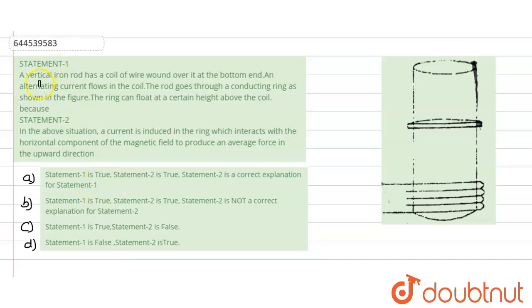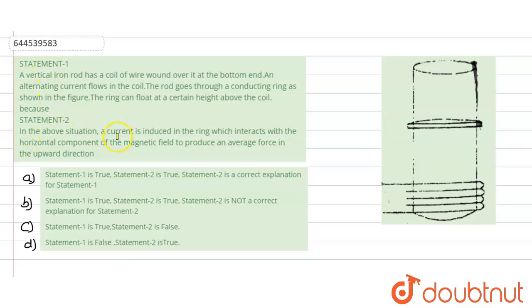Now in the first statement it is given that there is a vertical rod which has coils of wire wound over it at the bottom end. So this is basically a rod, and at the bottom end there are some coils which have been wound. There is an alternating current flowing in the coil. Now this rod goes through the conducting ring as shown in the figure. So this is our conducting ring. The ring can float at a certain height above the coil. First of all we need to say whether this is right or wrong.